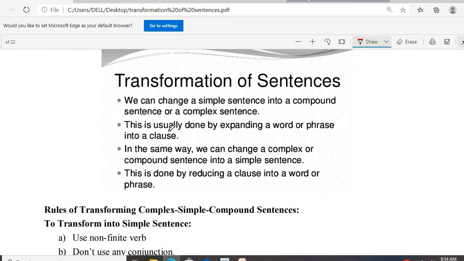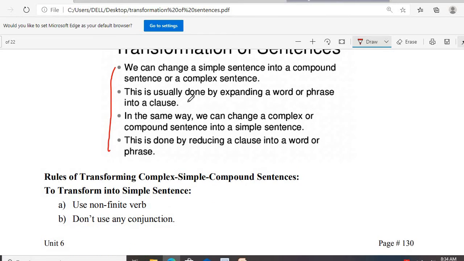Okay, students, let's go to the change of these sentences. And before that, I will give you two tips also here, and these are very important tips you have to remember. If you remember these two tips always, I think you will find it very easy to change the sentences correctly. We can change a simple sentence into a compound sentence or a complex sentence.